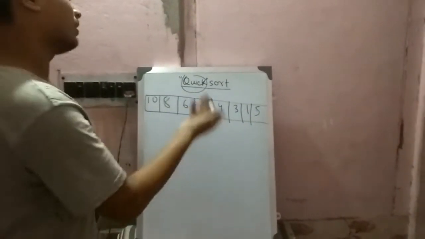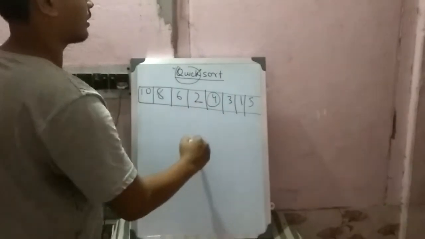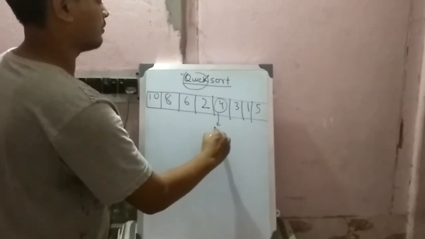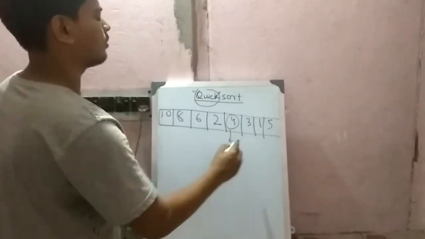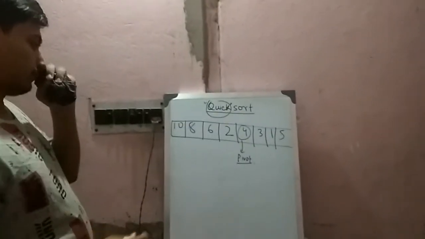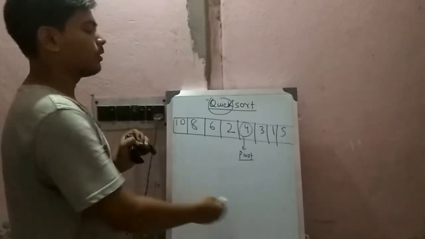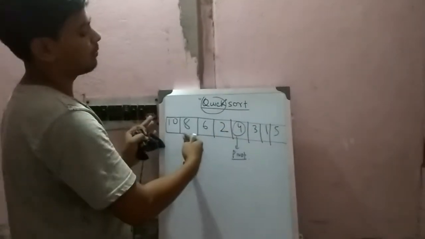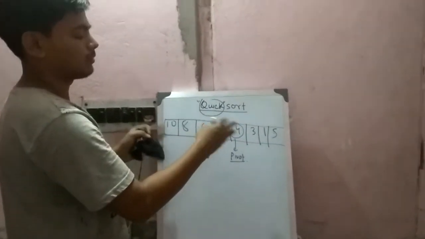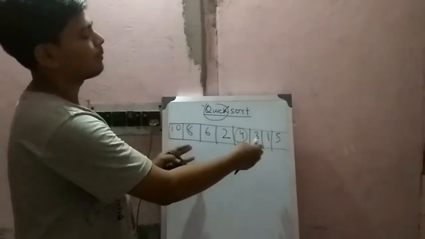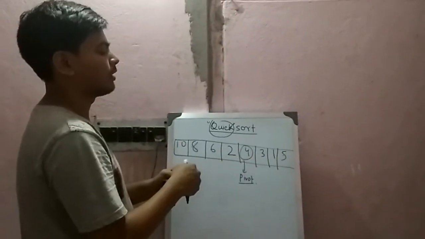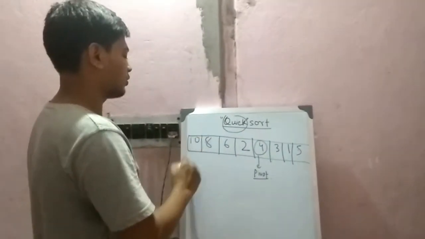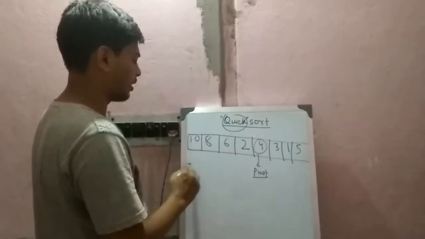Let's take a random element, like I take here 4. This is called the pivot element, and we then sort with respect to the pivot element. The left part of the pivot will always be less than the pivot element, and the right part of the pivot element will always be greater than the pivot element. How? Let's take two pointers.